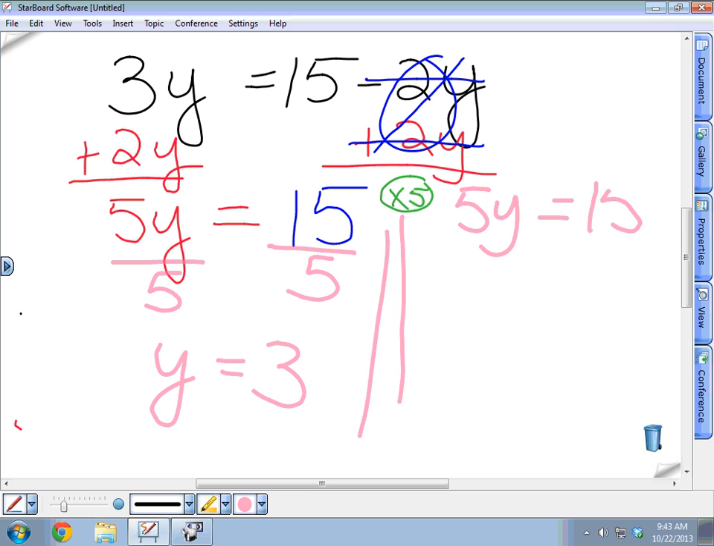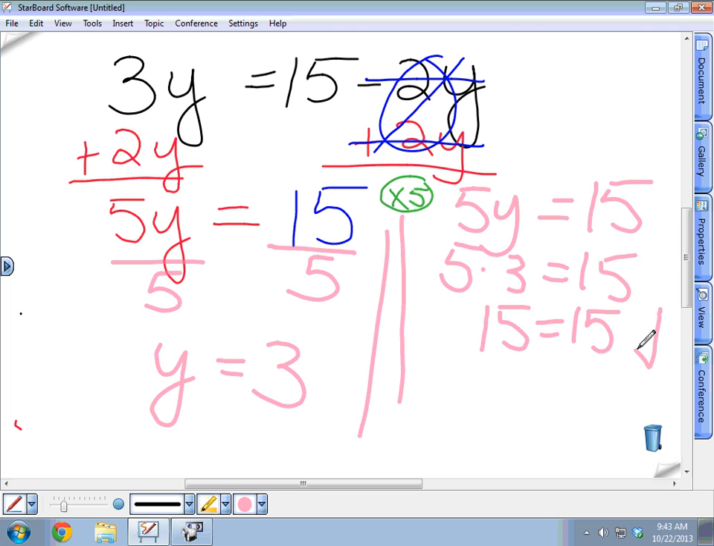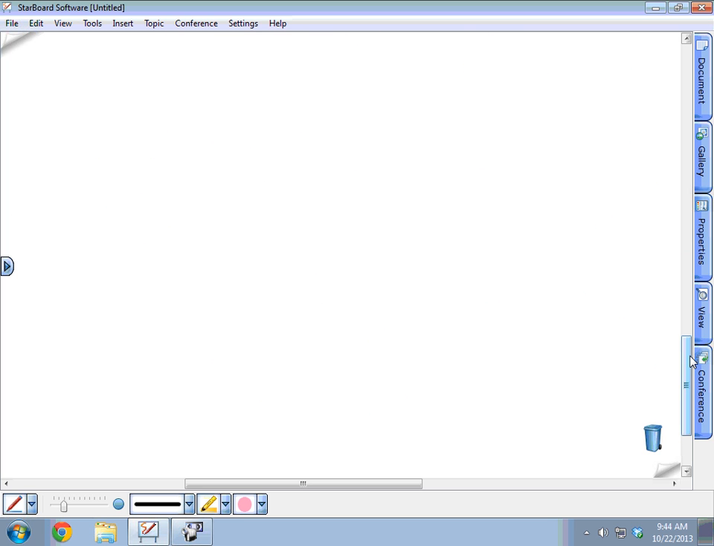And notice that if I know this is a smaller one, so it sort of makes sense, but if I put in my 3 over here, 15 does equal 15. And if you take the extra time, most of you finished early, so you have plenty of time on your tests and quizzes, to check that, you'll know that you have the right answer. Okay.